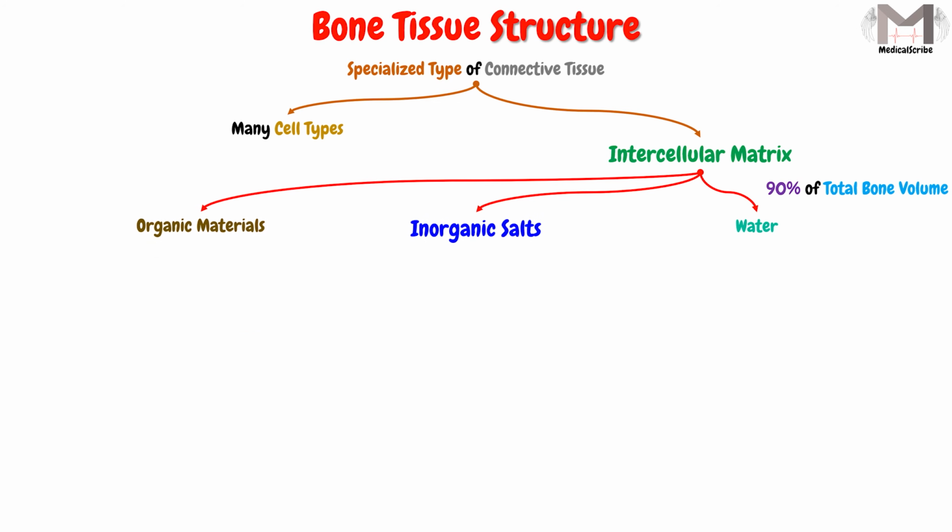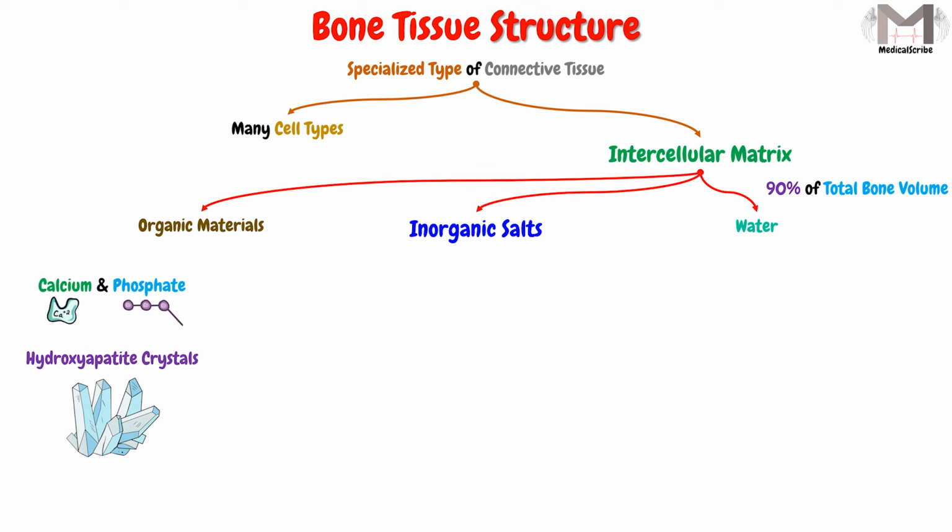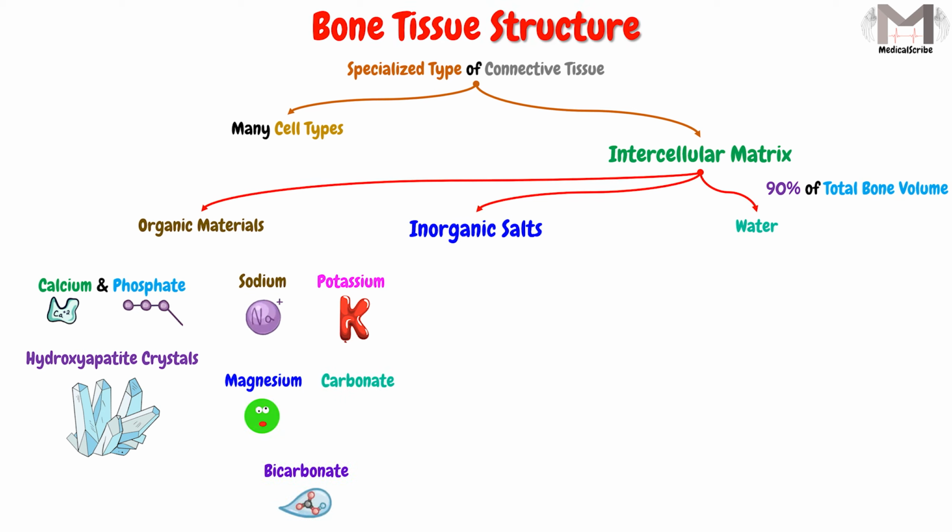Well, the second main component of matrix is the inorganic salts. Those salts are formed mainly by calcium and phosphate. Those calcium and phosphate will be found in the bone in the form of hydroxyapatite crystals. And in addition to calcium and phosphate, we will also find variable amounts of sodium, potassium, magnesium, carbonate, bicarbonate, and other minerals in the bone.